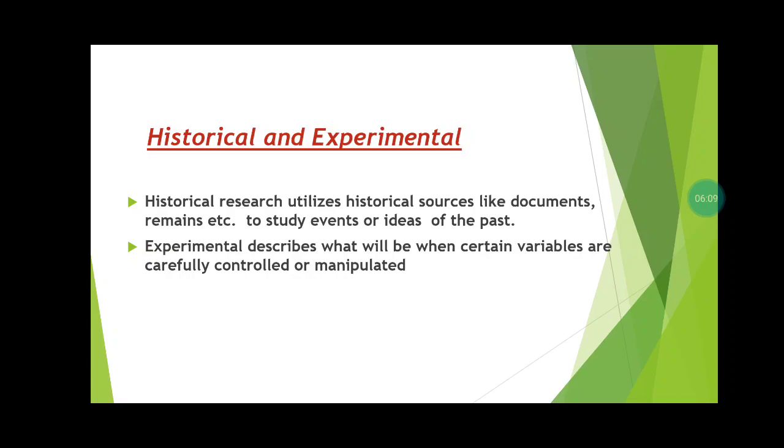Historical and experimental research. Historical research utilizes historical sources like documents, remains, etc. to study events or ideas of the past. Experimental research describes what will be when certain variables are carefully controlled or manipulated. The focus is on variable relationship. Deliberate manipulation is always a part of experimental method.